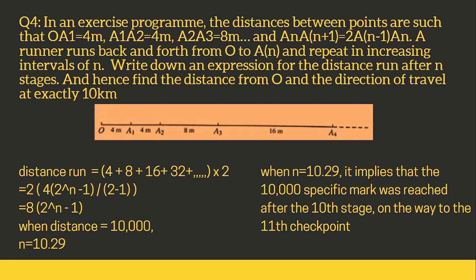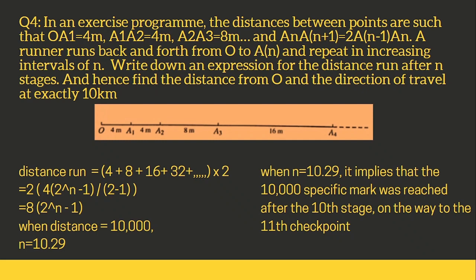Then for this next question, in an exercise program, the distance between points are such that from O to A1 is 4 meters, and A2 to A3 is 3 meters. There's this formula where A_n times A_(n+1) equals A_(n-1) times A_n. The runner goes back and forth from O to A_n, repeating in increasing intervals from A1, A2, A3, and so on. So write down an expression for the distance from the start after n stages, and hence find the distance from O, and the direction of travel, when the distance is exactly 10 kilometers.